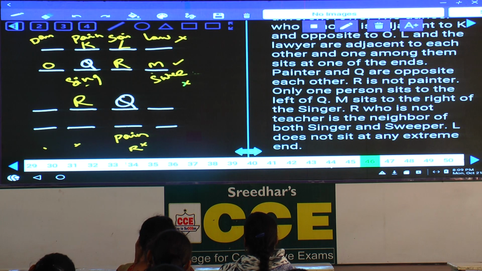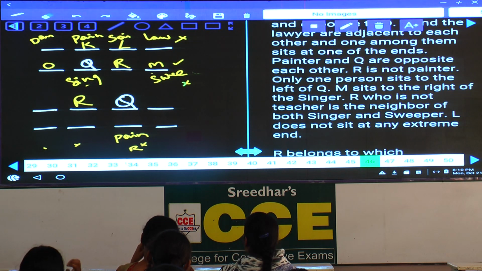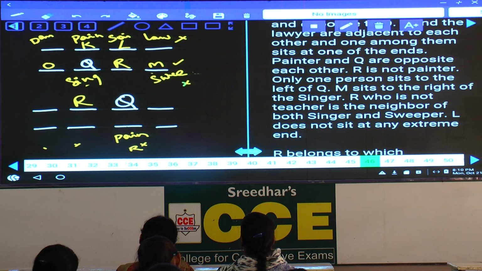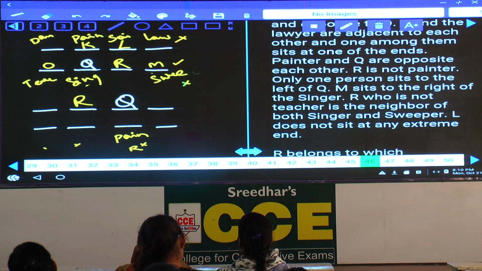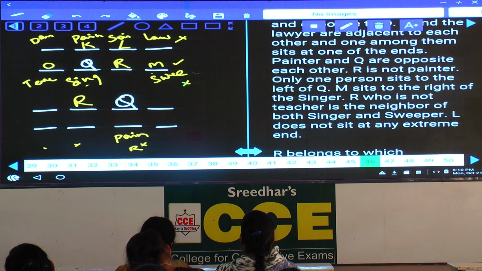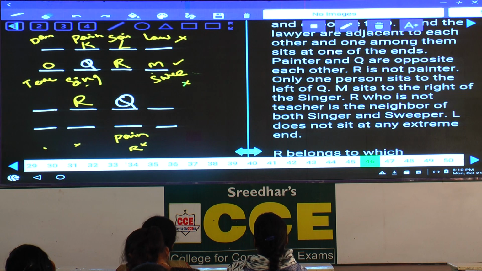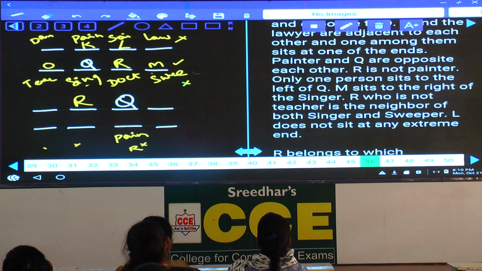And painter and Q are opposite to each other. R is not painter. One person sits to the left of Q. We have taken that one. M sits to the right of the singer. R is not the teacher. As R is not the teacher, who is the teacher here? O is the teacher. If O is the teacher, who is the person left over? What is the profession left? Doctor. And who is the doctor here? R is the doctor. And R, who is not the teacher, is the neighbor of both these two.